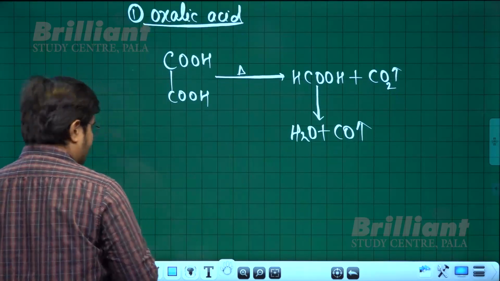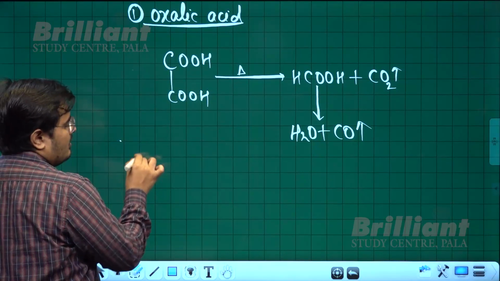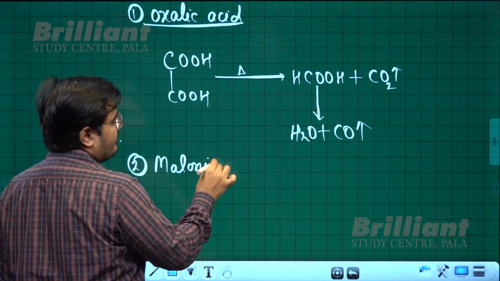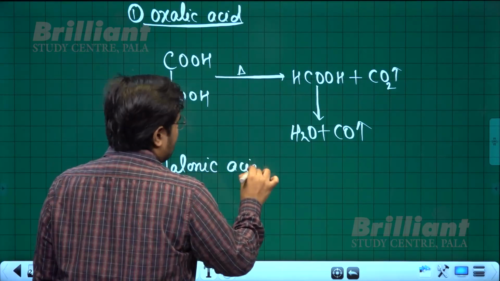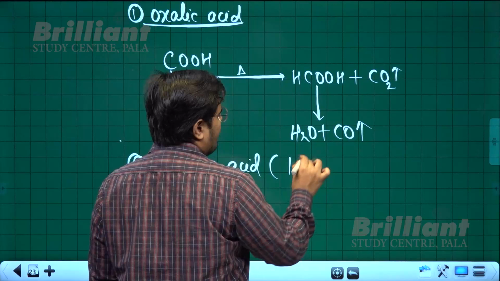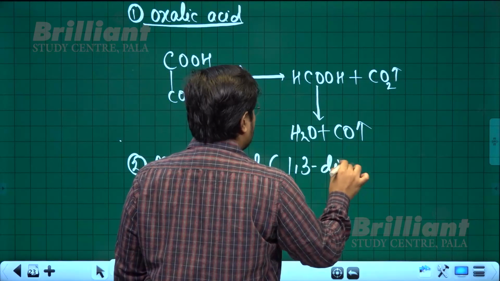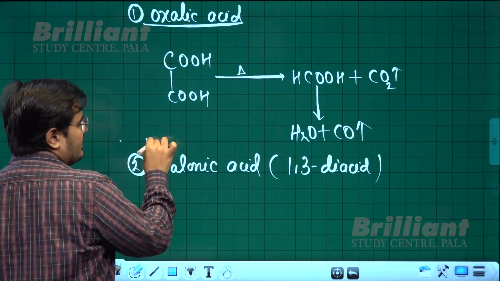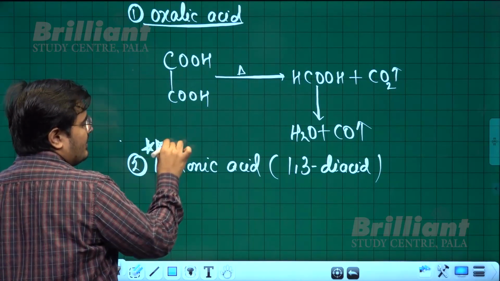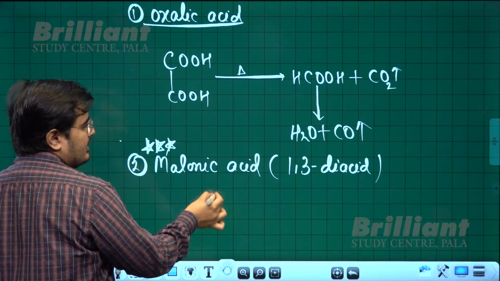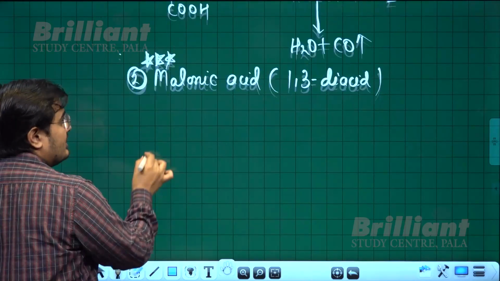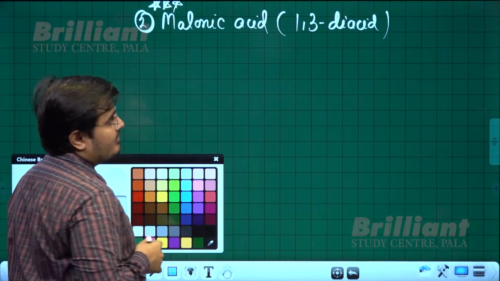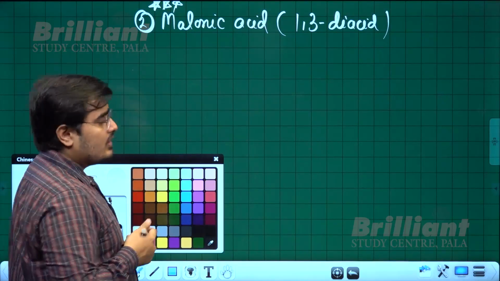Next we will have malonic acid. If you recollect what is malonic acid, this will be an example of 1,3 diacid. Now this becomes important because when the acids have a 1,3 relation, then they are going to decarboxylate readily. So next is malonic acid, which will be a 1,3 acid.